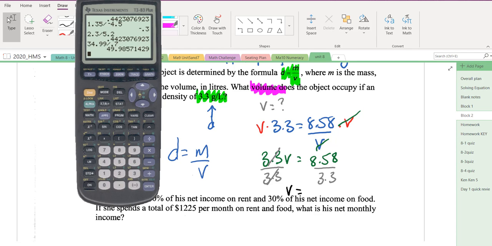You go 8.8. Oops. Delete. 8.8 divided. No, it's not 8.8. Clear. 8.58 divided by 3.3 is 2.6.